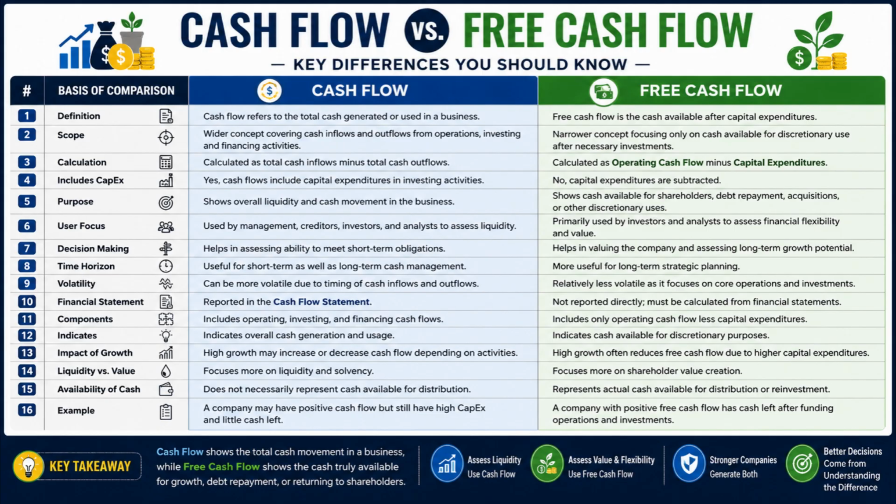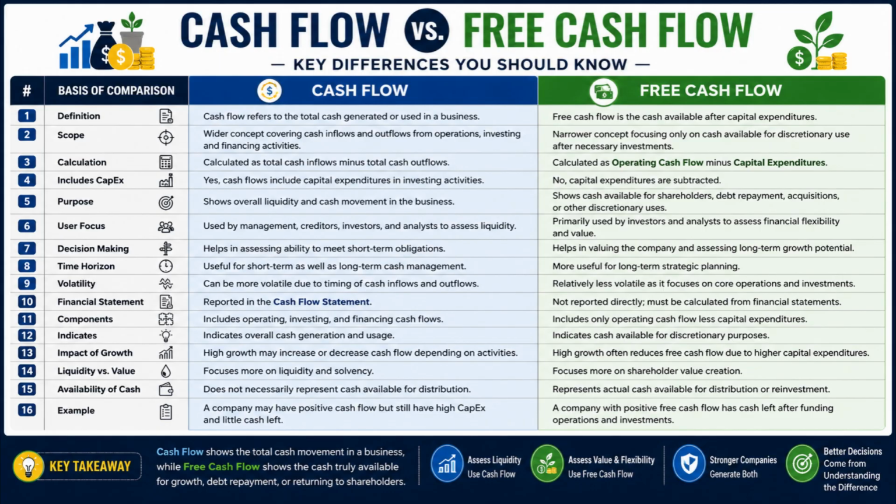Cash flow appears directly in the cash flow statement, whereas free cash flow is usually calculated separately by analysts. Number 11. Cash flow may fluctuate heavily because of operating or financing activities, whereas free cash flow is relatively more stable and focused on core operations. Number 12. Cash flow includes all cash transactions of the company, whereas free cash flow includes only the cash available after essential investments. Number 13.